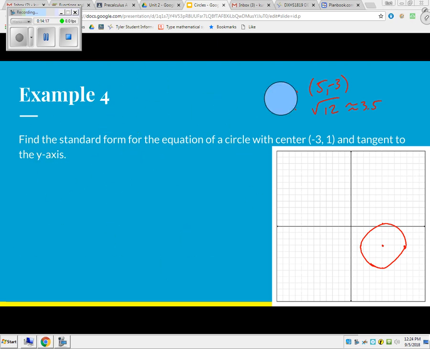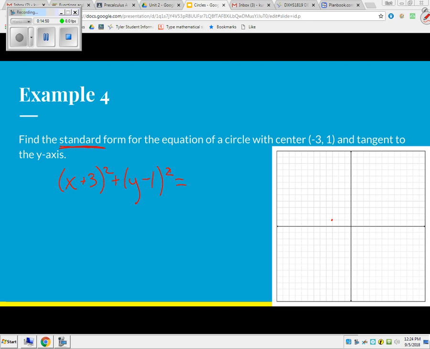It says find the standard form for the equation of the circle with center -3, 1, and tangent to the y-axis. Oh, thank goodness, standard form. I don't have to worry about anything with general form on this one. So I like to go ahead and just write this in so I can just fill in my blanks as I go through. Well, I know the center is at -3, 1. So that means I'm going to put x minus -3, or x plus 3, in this spot, and then y minus 1 in this spot.